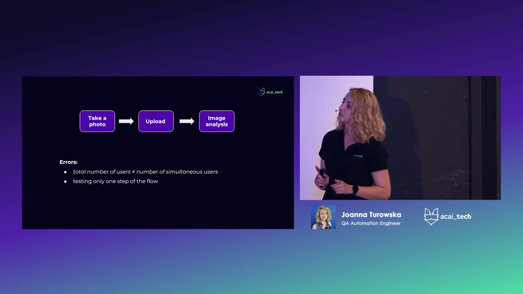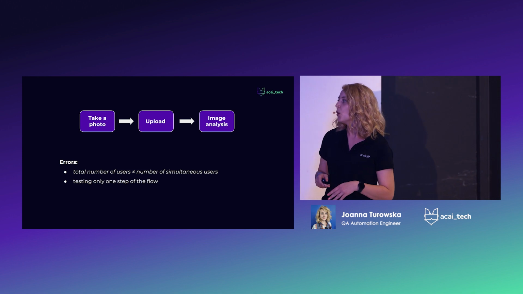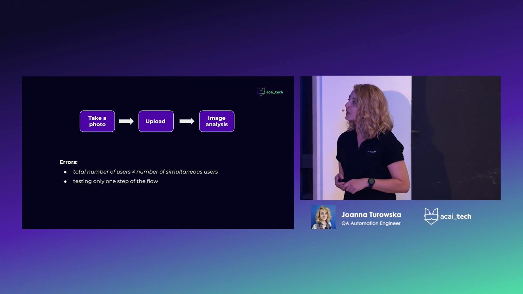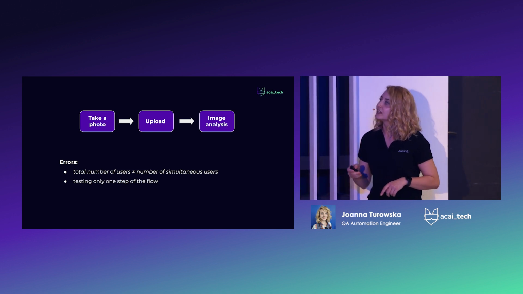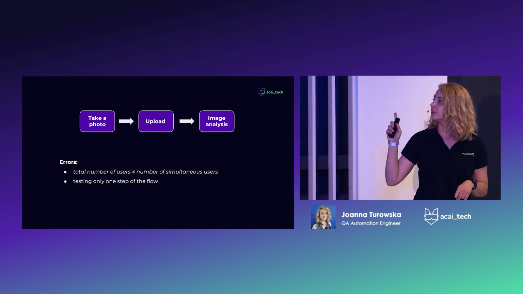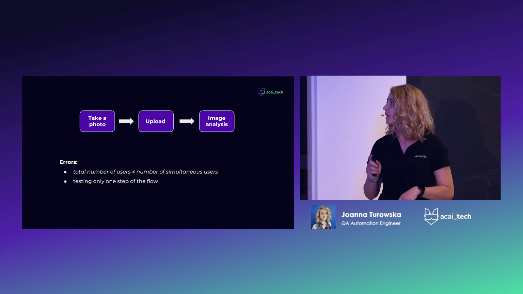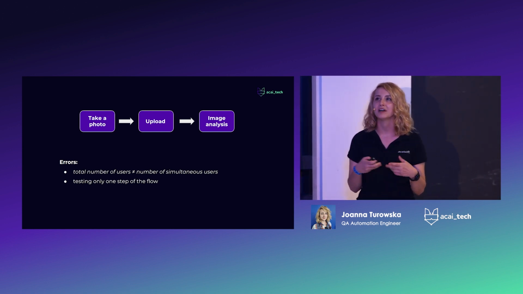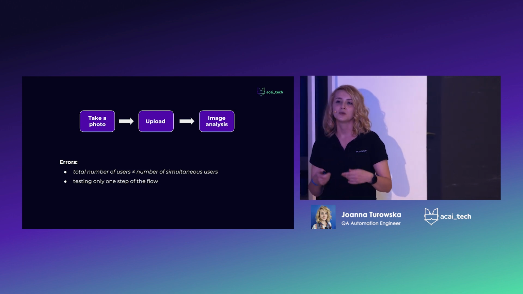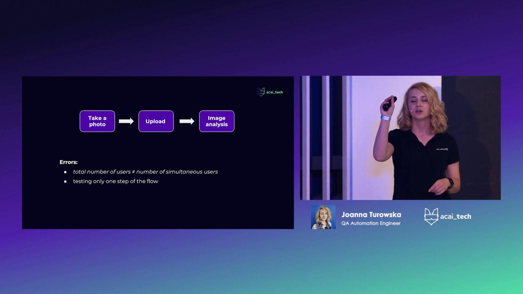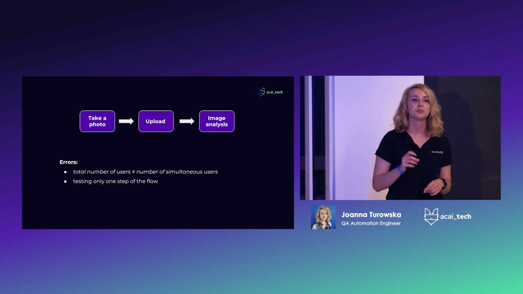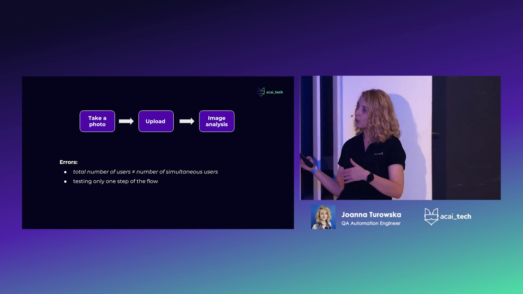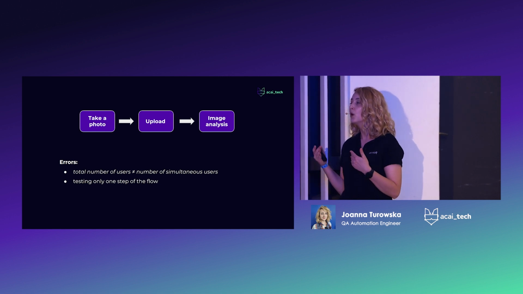The second error that they committed was testing only one step of the flow. They only considered the step of uploading the photo. And that's a really bad assumption. It's a really bad practice to run tests just for some random steps, random requests. It is really important to consider the whole flow. And let me tell you why.